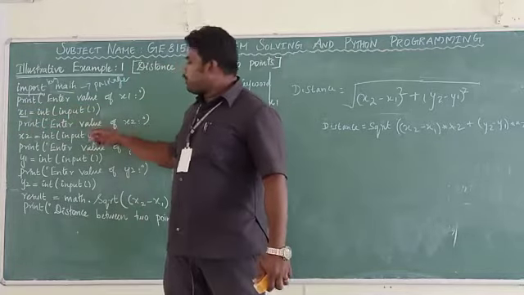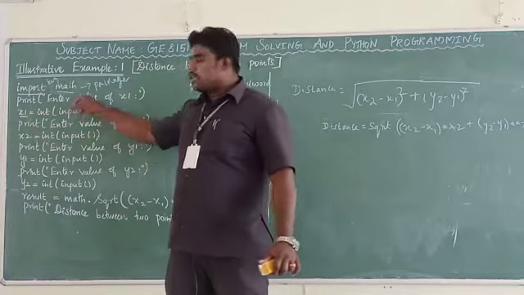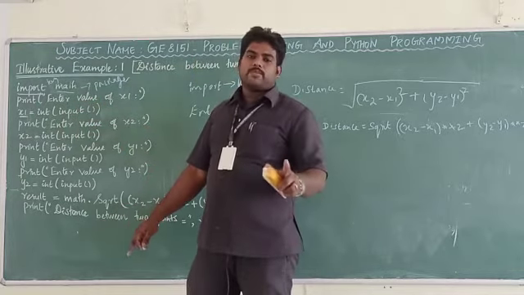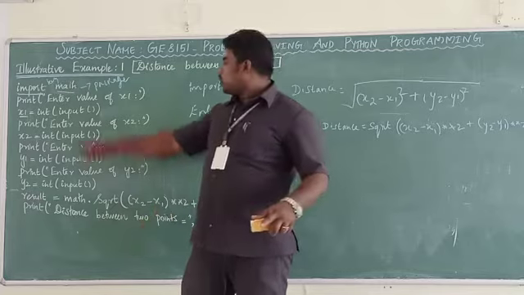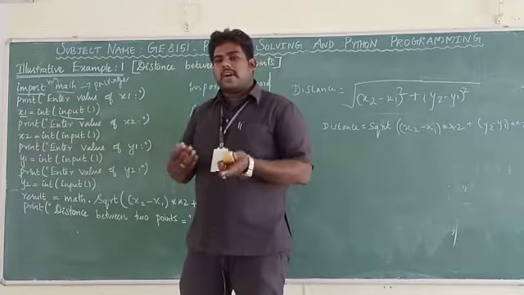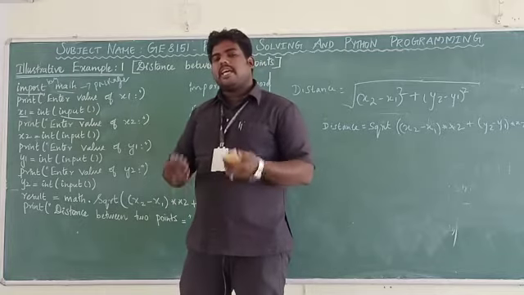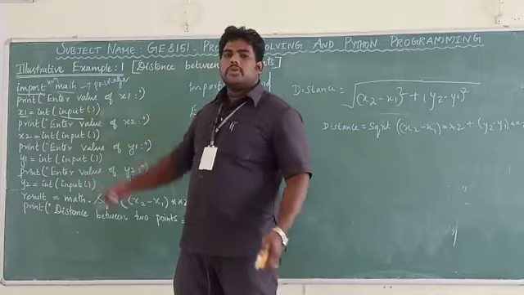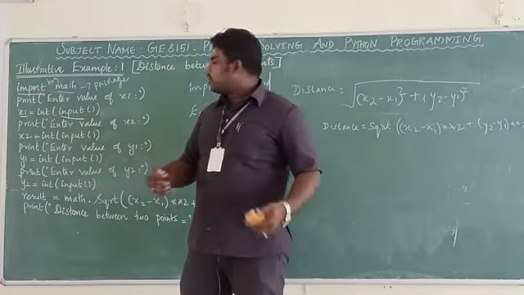So see this, how many brackets are there? 2 brackets. If 2 brackets are there, always the priority is given to the innermost bracket. So first this will be executed, input of. Input of is a function used to get the input from the user.